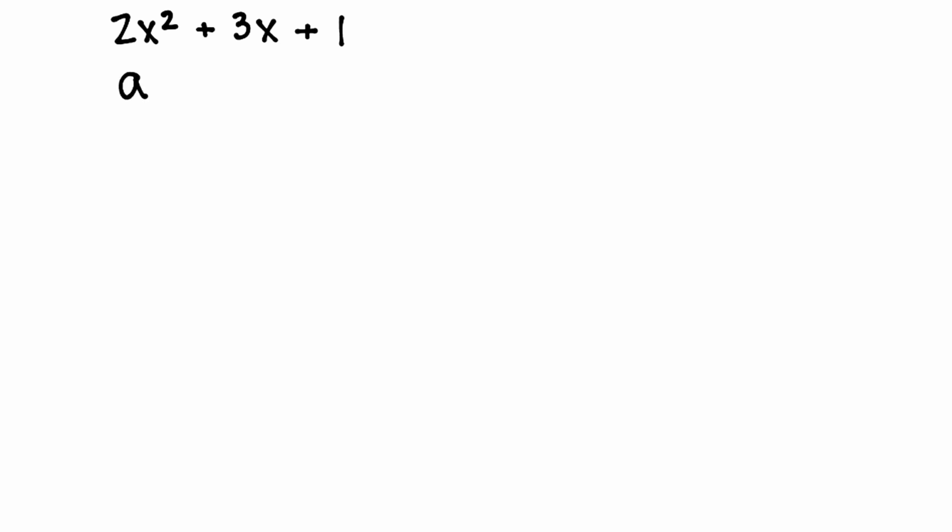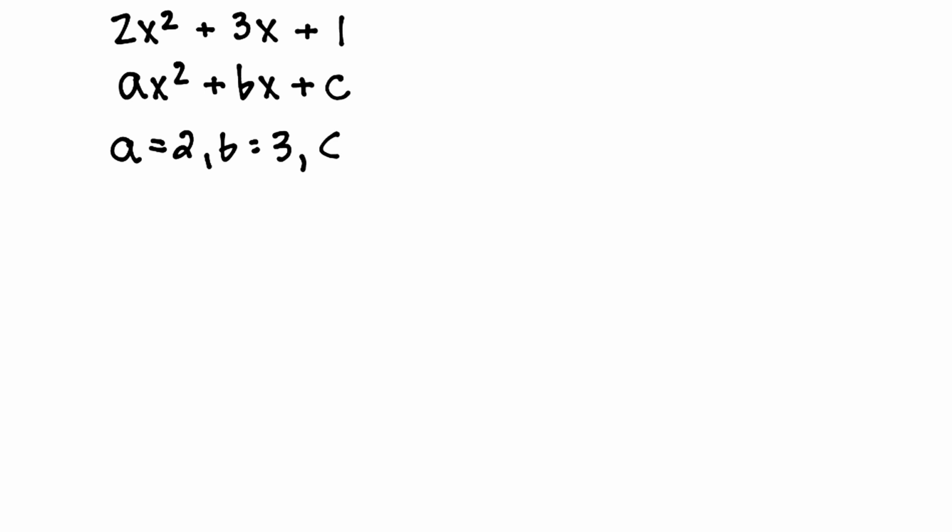So the first thing we want to do is to identify a, b, and c. The general form of a quadratic is ax squared plus bx plus c. So we can just align this and see that a is 2, b is 3, and c is 1.